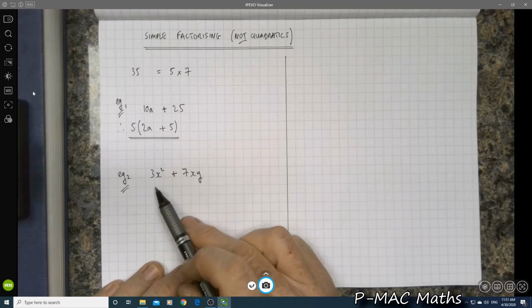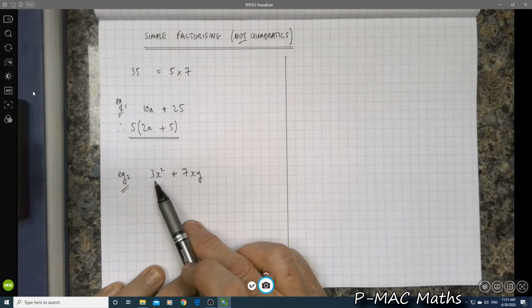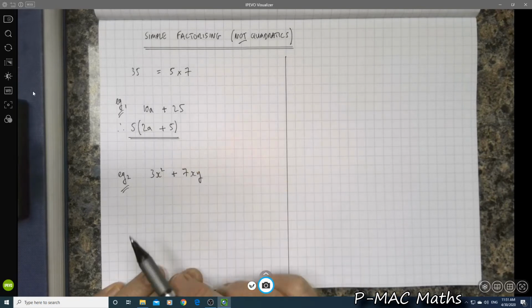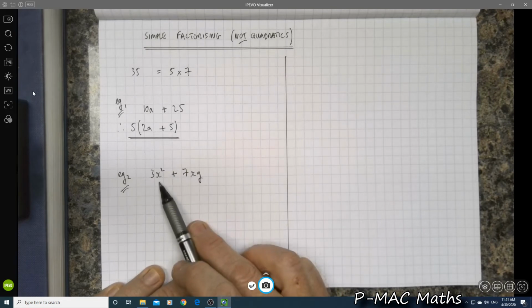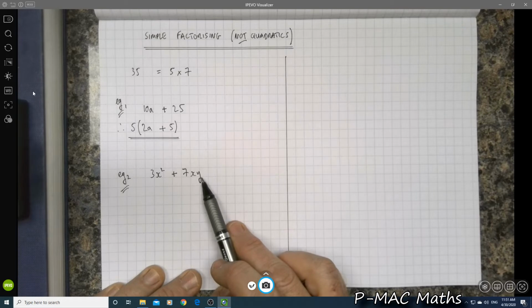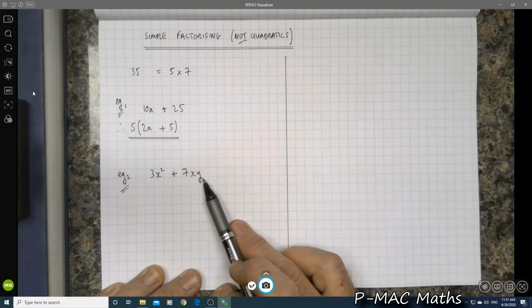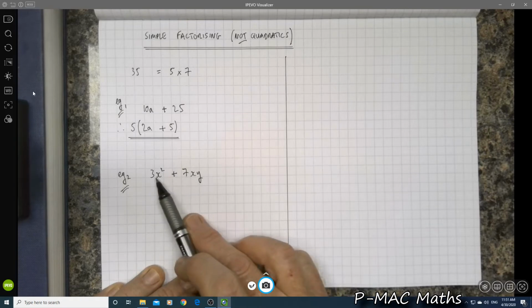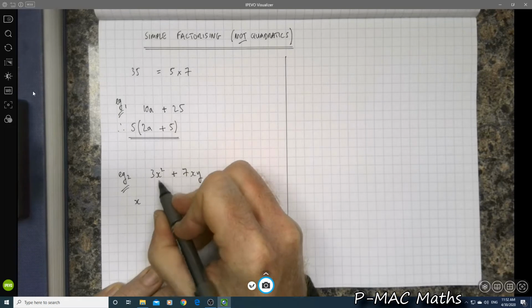So in this example, I've deliberately created a situation where on inspection the numbers 3 and 7 don't share a common factor, not like 10 and 25 did. I can't do anything with those, but when I look at the algebra, x squared and xy, well, x squared means x times x and xy means x times y, so I can factorise out the x because that's common to both terms.